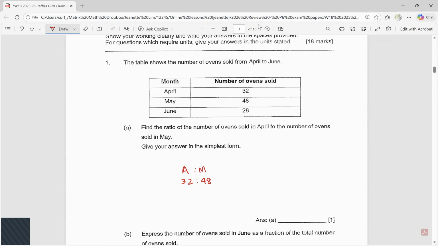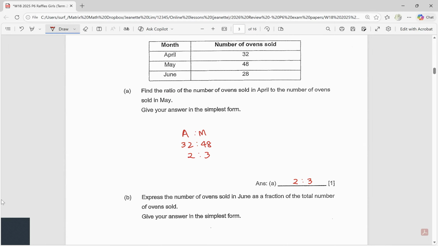With a calculator, you can express it as a fraction, 32 over 48. Then you enter, and that will give you the simplest form. Okay, and you should get 2 over 3. So when you write it as a ratio, it's 2 to 3. So that's the answer for part A.